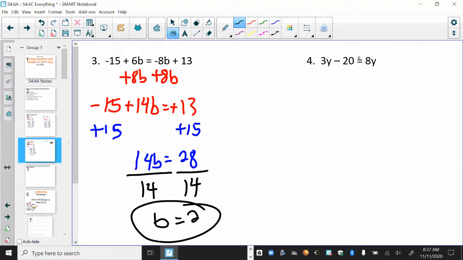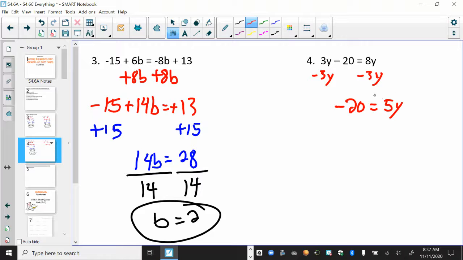So again, notice, no distributive property, no combining like terms. We don't ever cross the equal sign, combine like terms. That's for step 3 only. So I'm going to start with this, and instead of going this 8y this way, I'm going to do minus 3y and minus 3y to get negative 20 equals 5y.